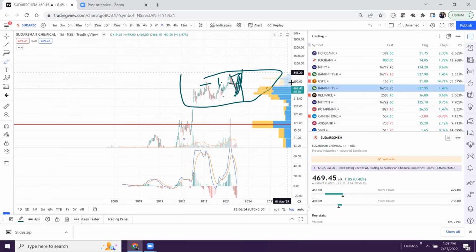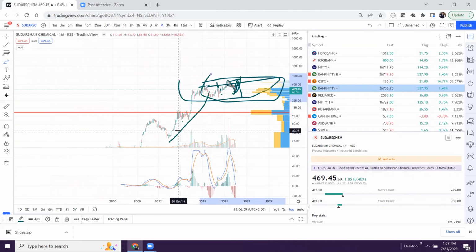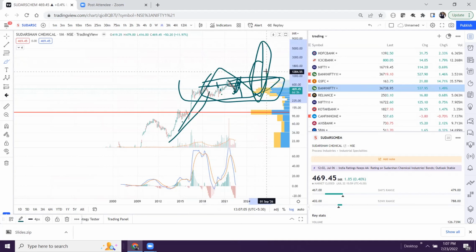So for this major up move, all these are correction only. Once this correction is over, we will get another big move, and then that will be another party time for these stocks. It will take more time. Okay.